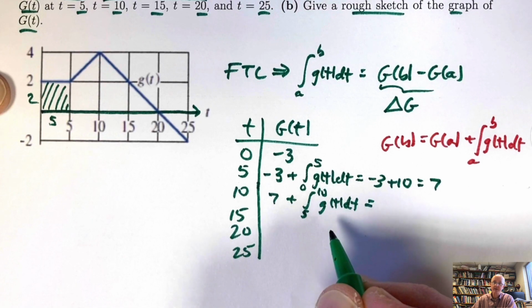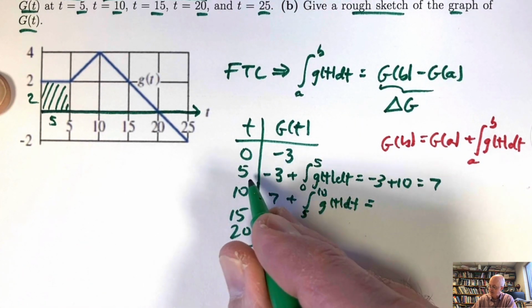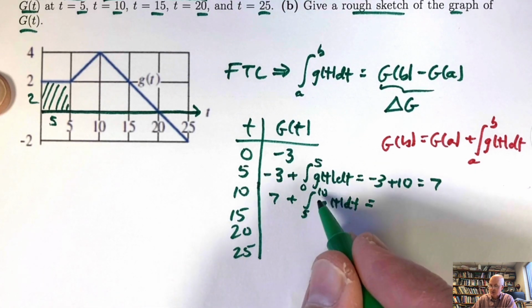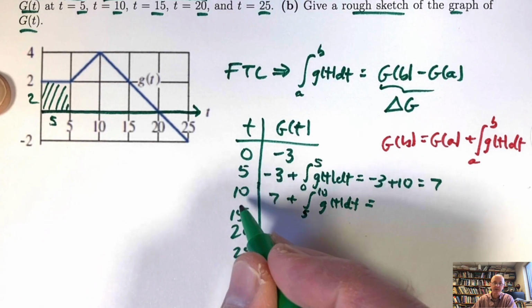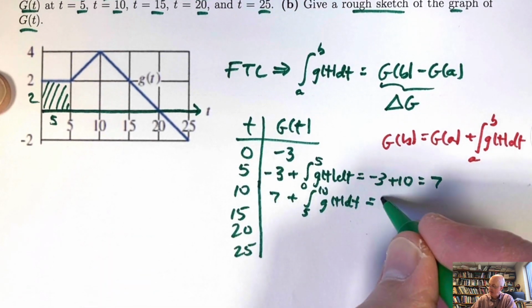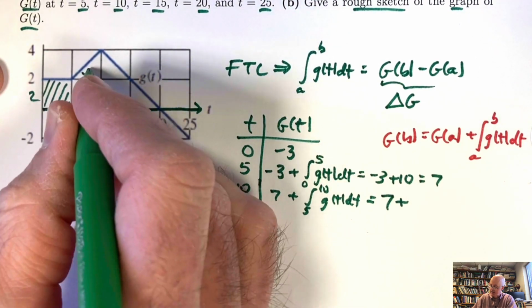The integral is going to represent the total change in capital G. Its starting value at t equals 5 is 7. How much does it change over the interval from 5 to 10? That gets added to 7 to find the value of capital G at 10. What is that integral? It's the area of this trapezoid.